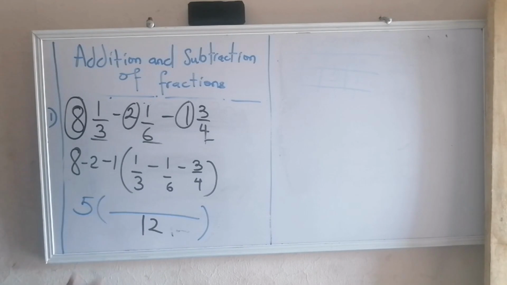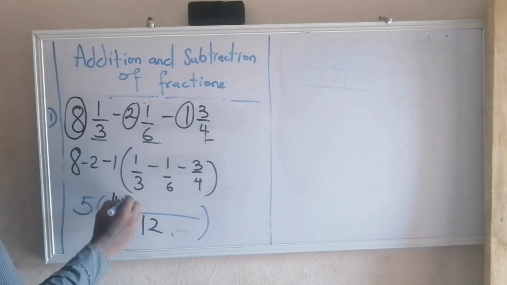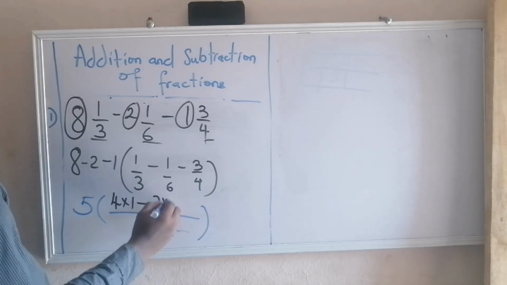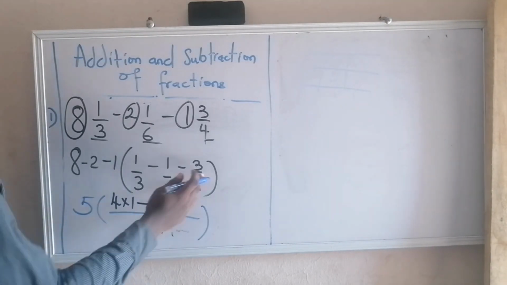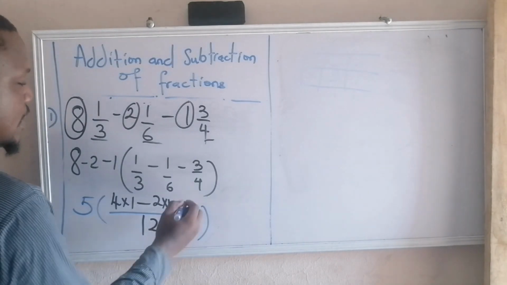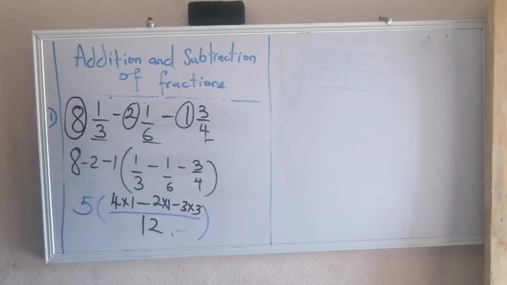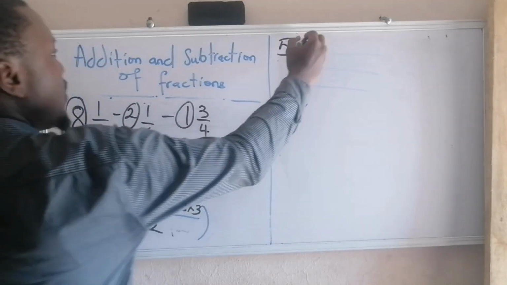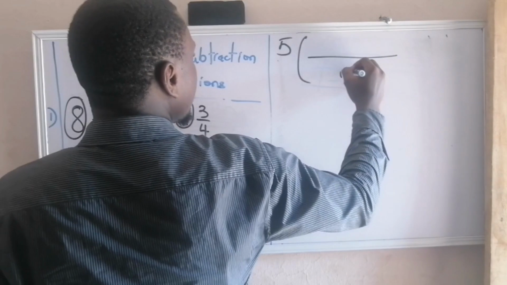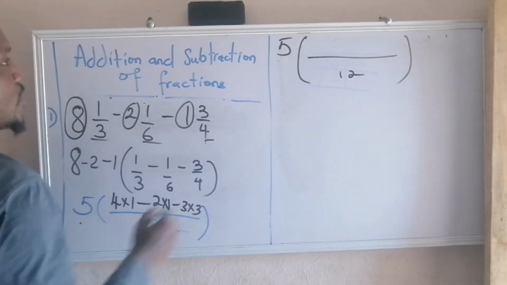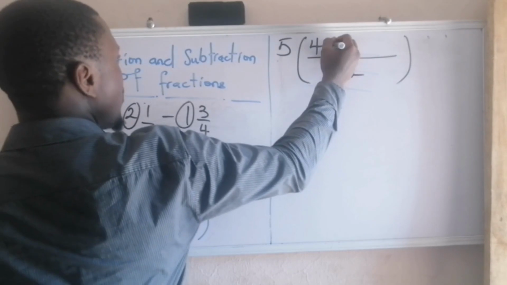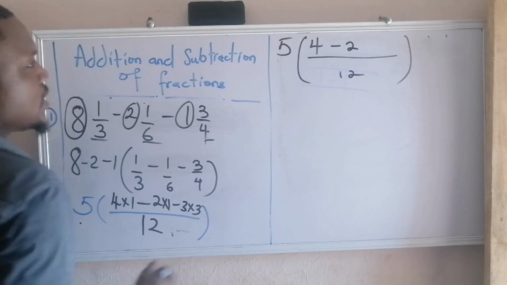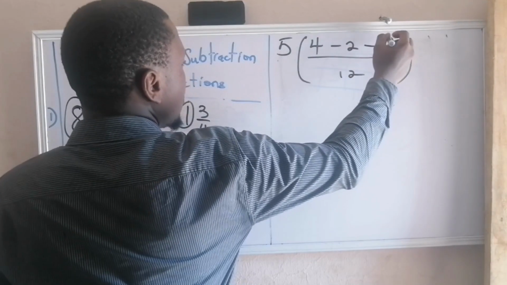Now, how many 3 can you see in 12? That will be 4. 4 times 1 minus how many 6 in 12? 6 in 12 is 2, times 1. Then you multiply the numerator minus how many 4 in 12? That will be what? 3. 3 times 3. So what do we do now? We say that our 5. This 5. And we're having the numerator. What is 4 times 1? That will be 4 minus. What is 2 times 1? 2. Then what is 3 times 3? That will be minus 9.